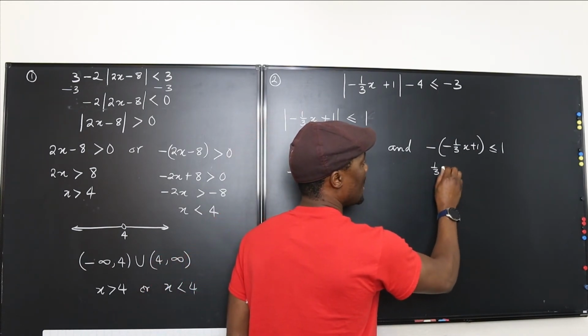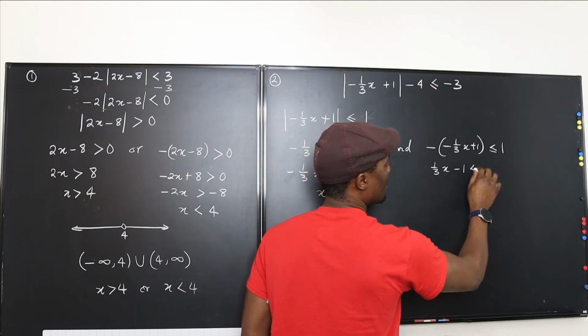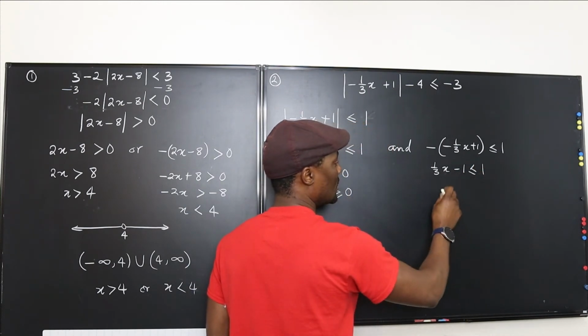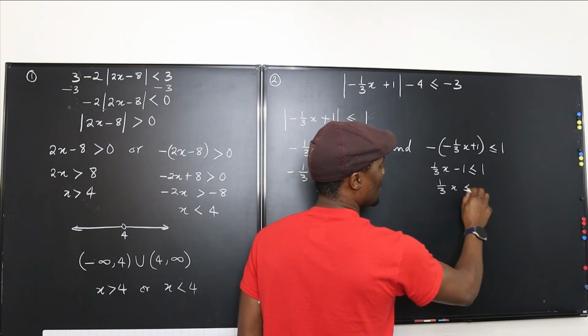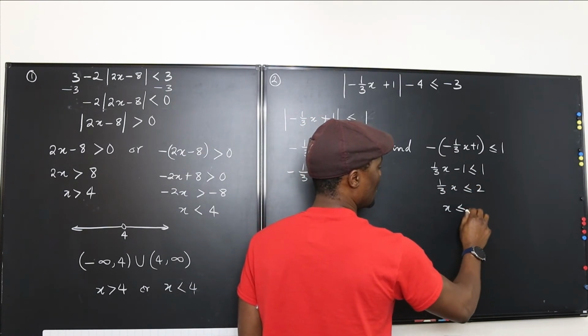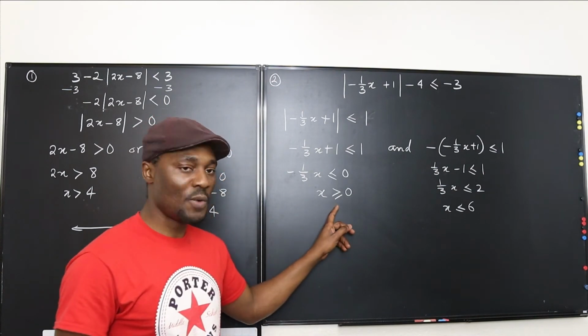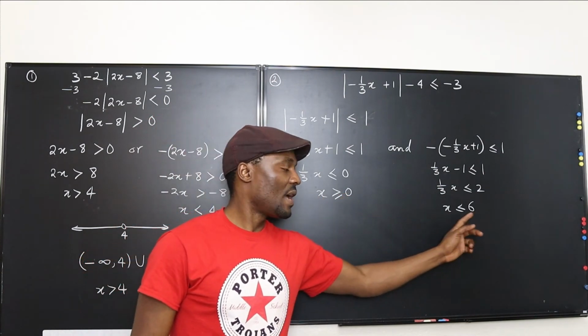So you have 1 over 3x minus 1 is less than or equal to 1. You add 1 to both sides, you're going to get 1 over 3x is less than or equal to 2, so x will be less than or equal to 6. So as you can see, we have two answers: x is greater than 0 and x is less than or equal to 6.